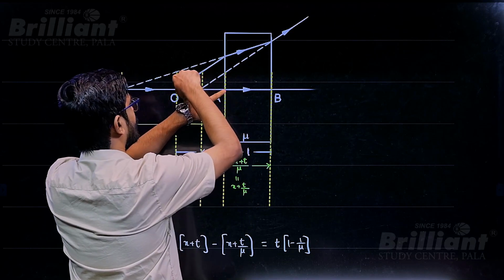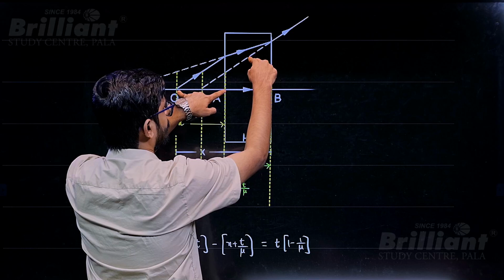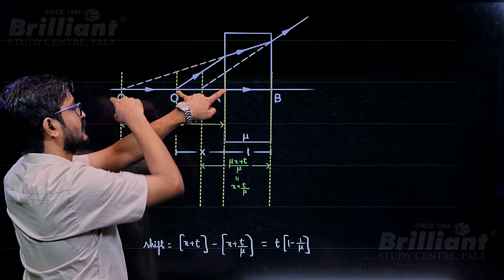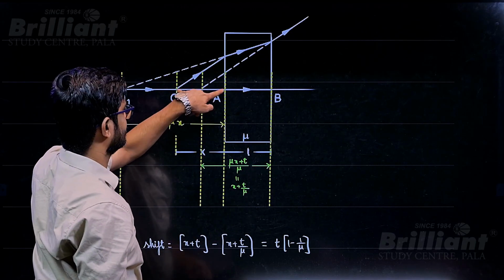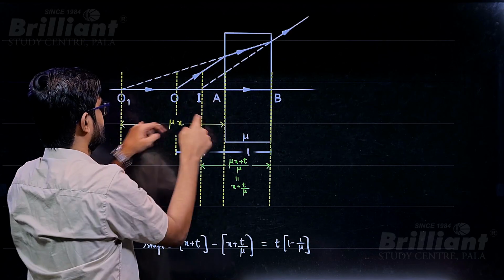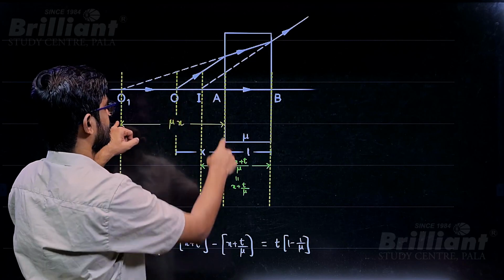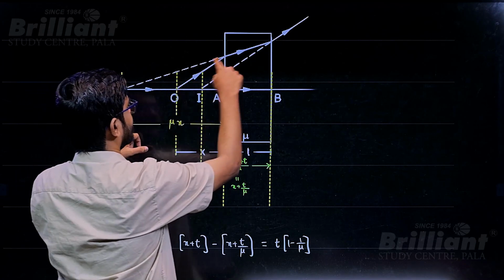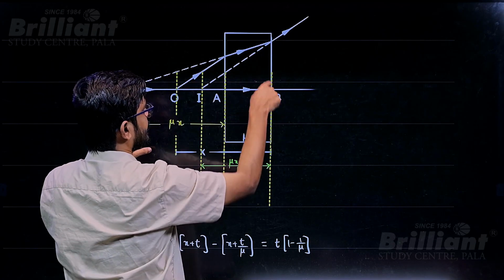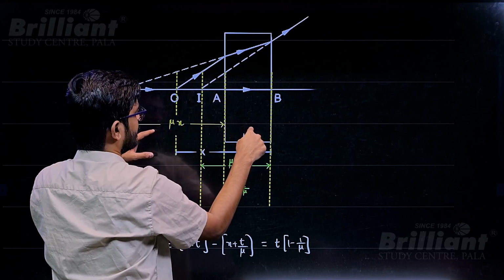Now you know when the object is in air and you are observing from water, you will feel the image is more than the actual distance. So as this is x, you will feel that the image distance is mu into x. The object distance is x, so the image distance is mu into x. Now that will act as the object for this refracting surface, which is now at a distance mu into x plus t.